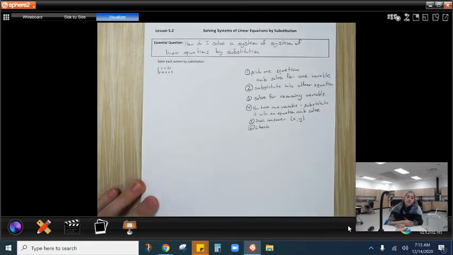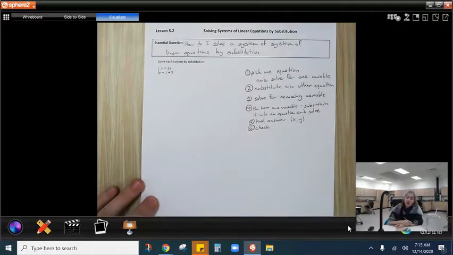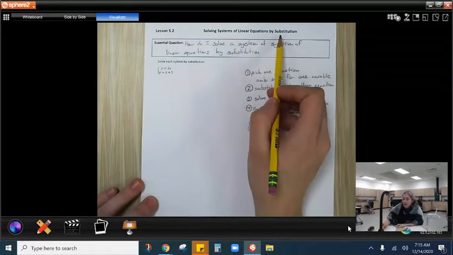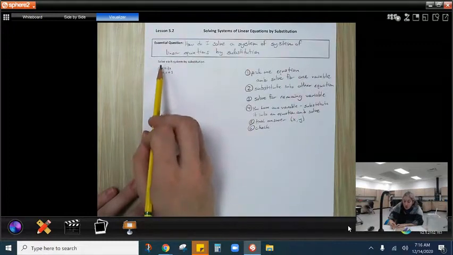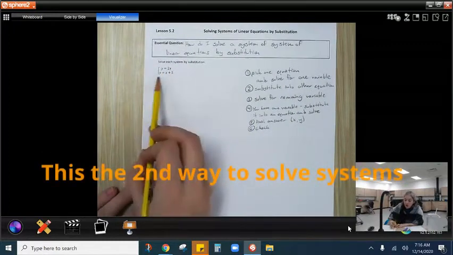Hello, algebra. So we've talked about how to solve a system of equations by graphing. There's actually 3 different ways of solving a system of equations, and we're going to learn our second way today. So this is solving a system of linear equations by substitution. So we've been given 2 different lines here, y equals 2x and y equals x plus 5.